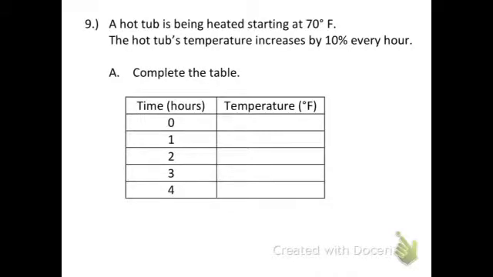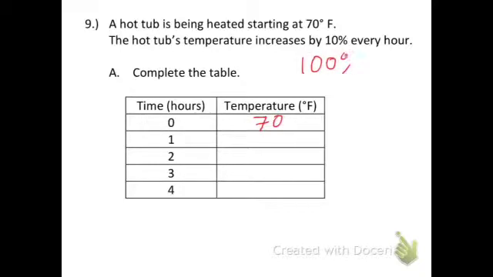Alright, now we're here at number 9, which is about this little hot tub heating up, and then you need to graph it on the next part. It starts out at a temperature of 70 degrees, so you put 70 there, times 0. And then it's getting 10% every hour. So I mentioned this in class.